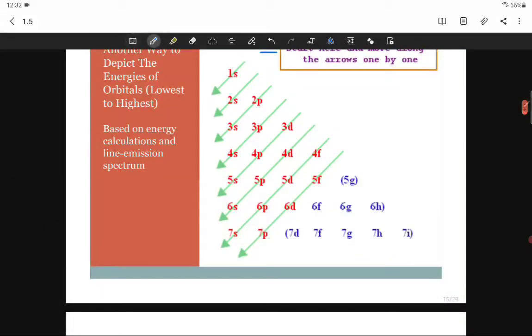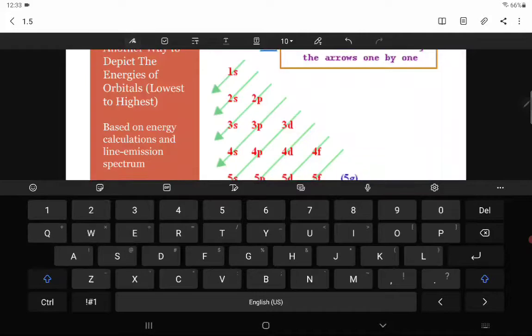Again, I don't teach this way, but you can use this diagonal method to kind of get an idea about memorizing the different parts of the electron configuration.